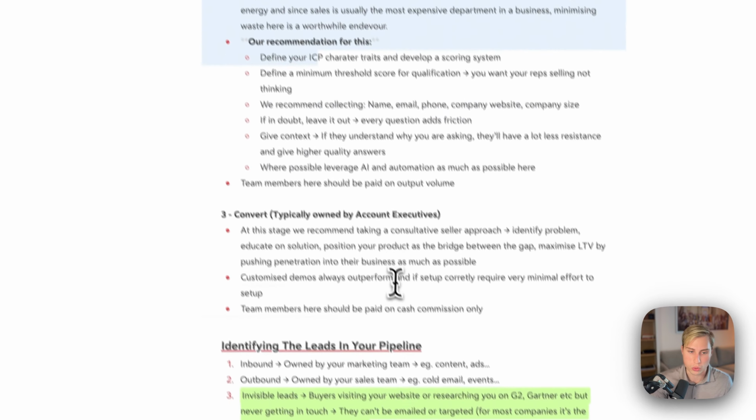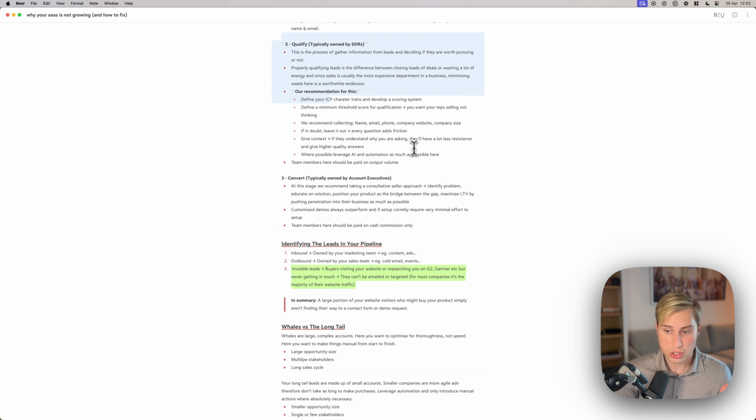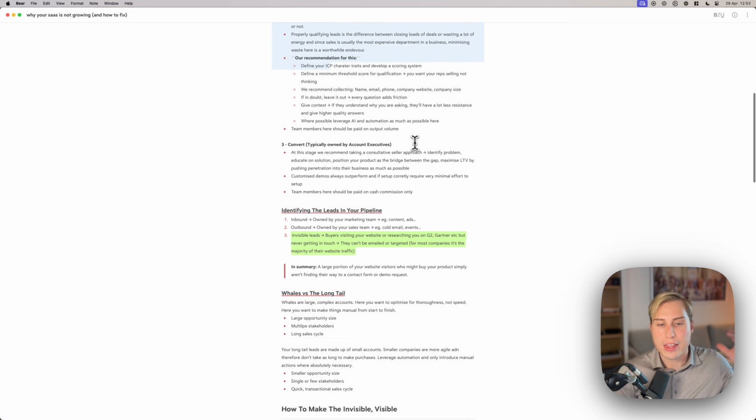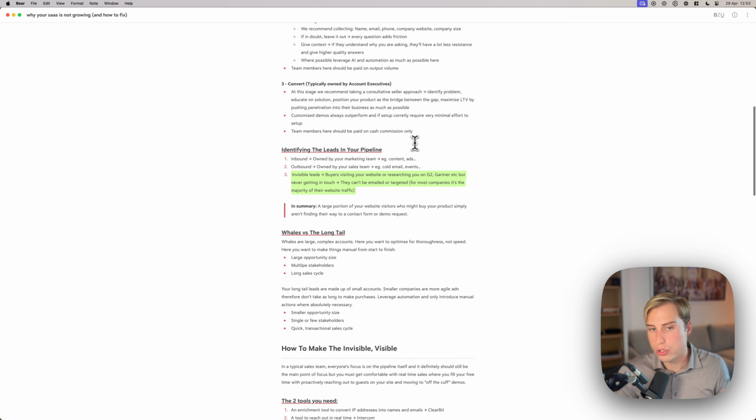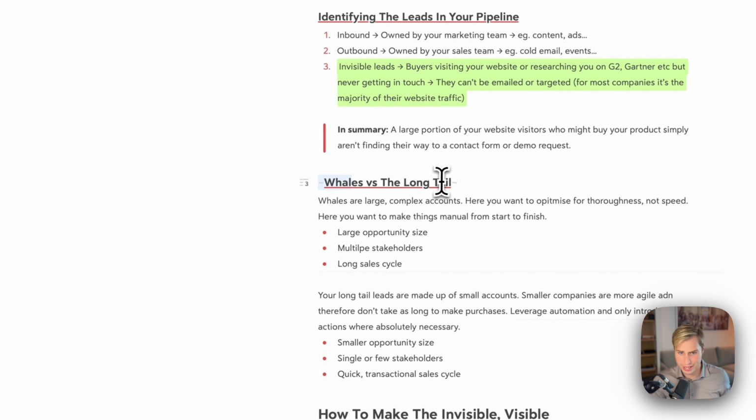Now we're moving to stage two. Stage two is qualifying. In order to qualify, as I mentioned, we need to speak to them and get answers to our qualifying questions. And then from the qualifying questions, we're going to identify them as either being whales or being long tail accounts. And then we're going to decide on effort.